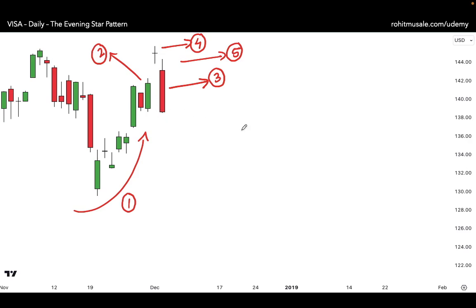Now, in this case, this is not an ideal evening star. For an ideal evening star, the shadows generally overlap. But in this case, you see a rising window here. That is why there is an ideal version of a pattern and there is a variation of a pattern. So this is a variation of the evening star. If the shadow was like this, then this would have been an ideal version.